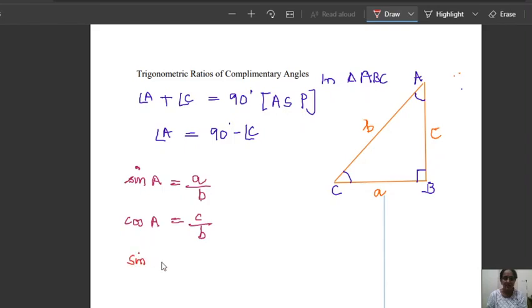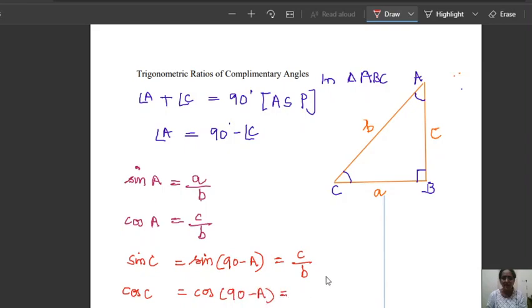Sine of angle C, I can write instead of C, it is 90 minus A. So sine of angle C equals opposite side, it is C, by hypotenuse, it is B. Now cos of C equals cos of 90 minus A equals adjacent side A by B. But here, what is cos C now? It is also A by B here.